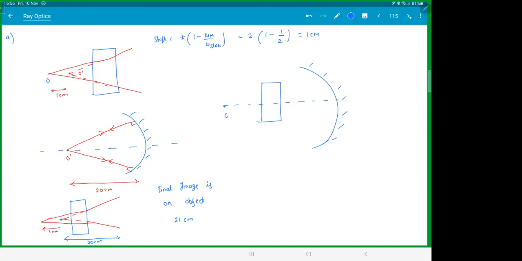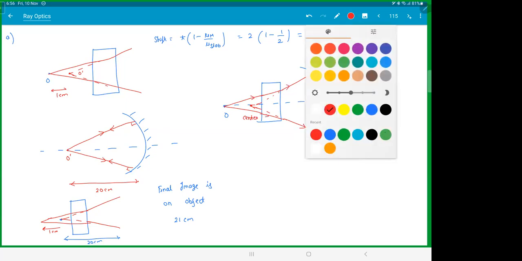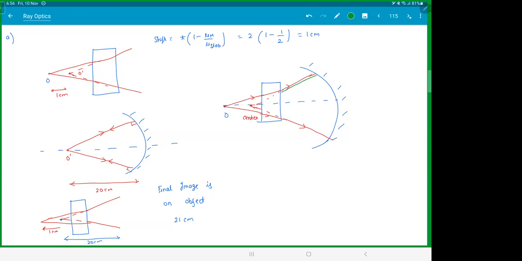So this was the object. The light rays went like this, then they got bent like this. And when you extend them, this actually became the center. So after hitting the mirror along the normal, they started coming back again. They went the same way, they came back again here. I hope the diagram is clear.